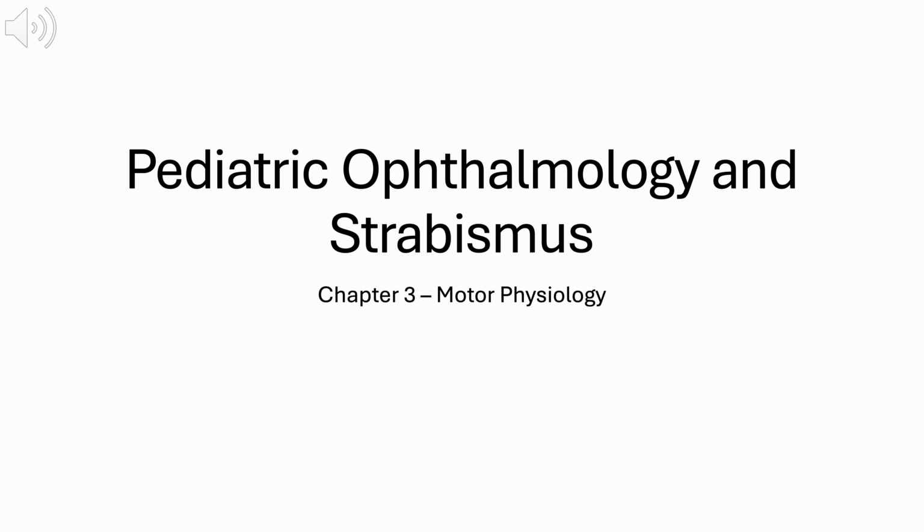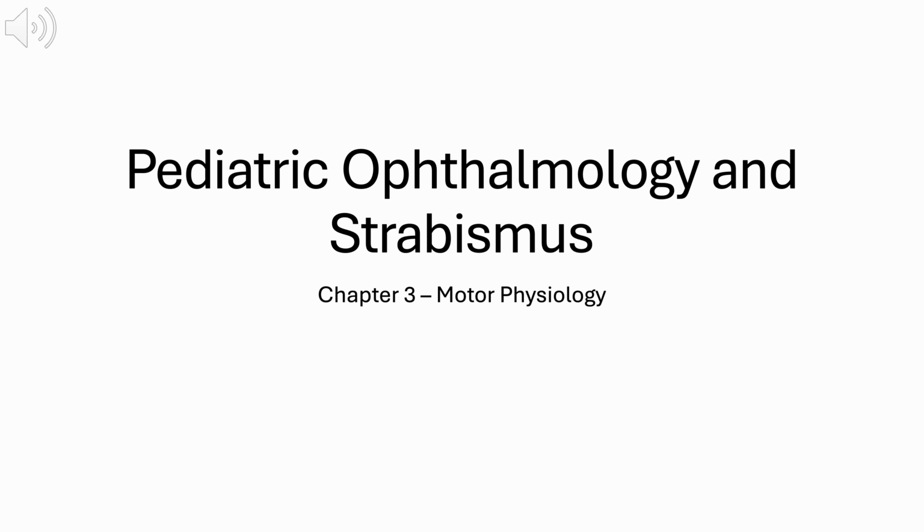Welcome to Chapter 3 of Pediatric Ophthalmology and Strabismus, where we'll be focusing on motor physiology. In this chapter, we're going to build a framework for how eye movements are generated, controlled, and coordinated. The goal is to understand how the extraocular muscles and their neural inputs work together to keep the eyes aligned and moving smoothly. This motor foundation is critical because disorders of ocular alignment are not just mechanical problems. They reflect how the brain plans, executes, and adapts eye movements.